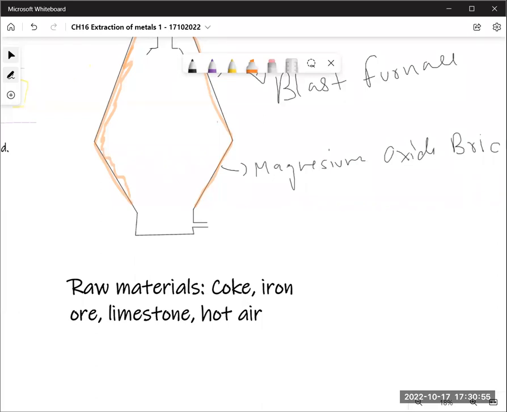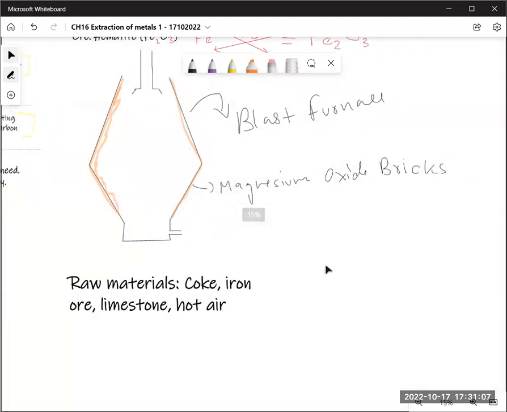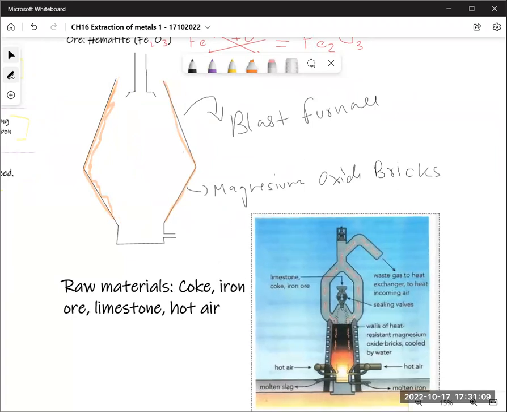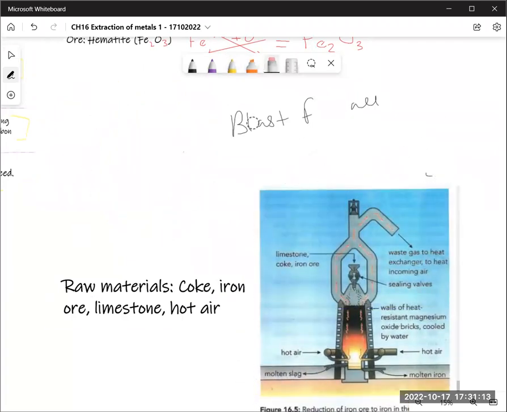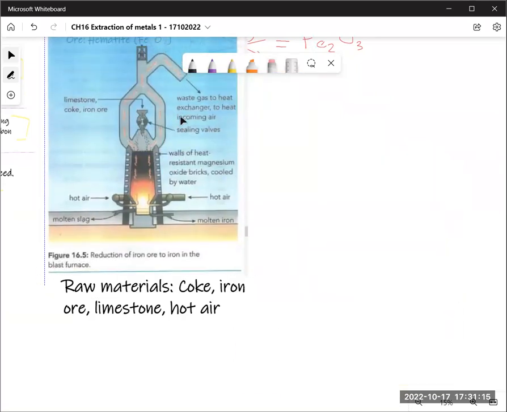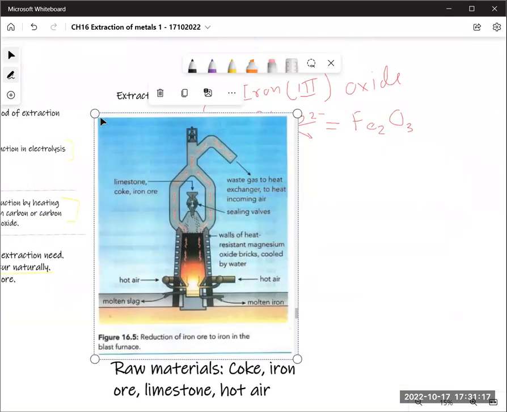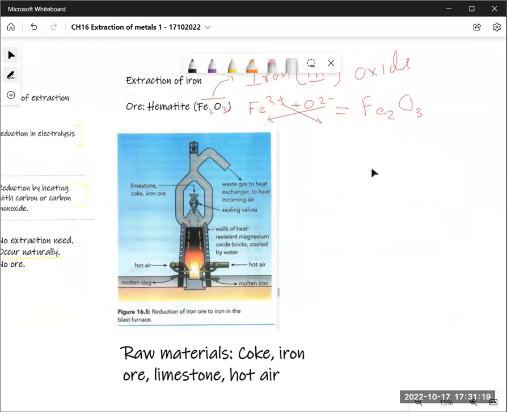Sir, actually, I'm not having the same book. I'm having a different edition. No worries. We'll look at that book as well. But right now the key main thing is to focus on the process of extraction, and everything is on the whiteboard. Send me the picture of your book.